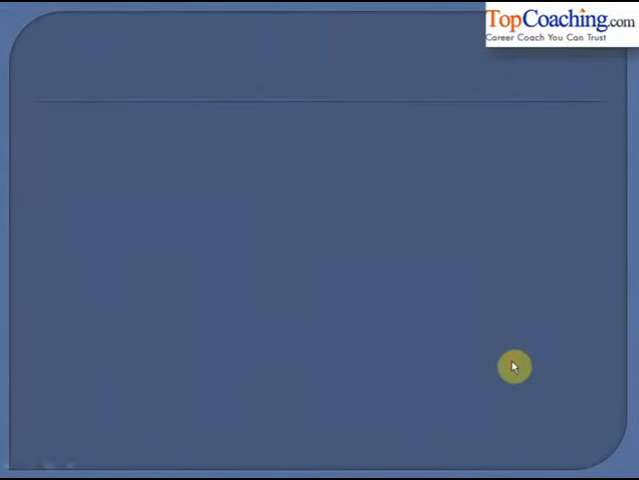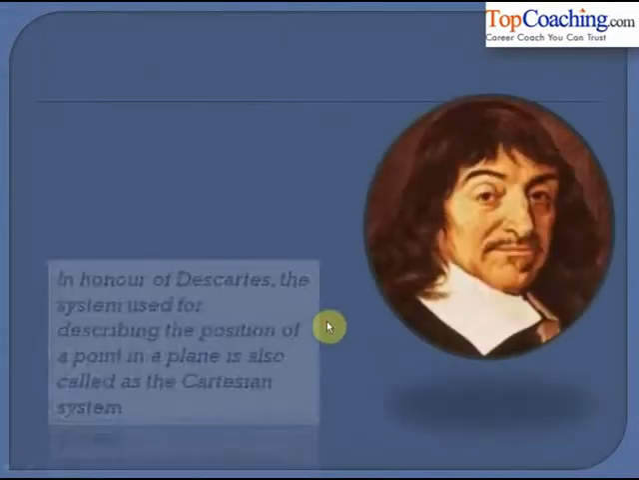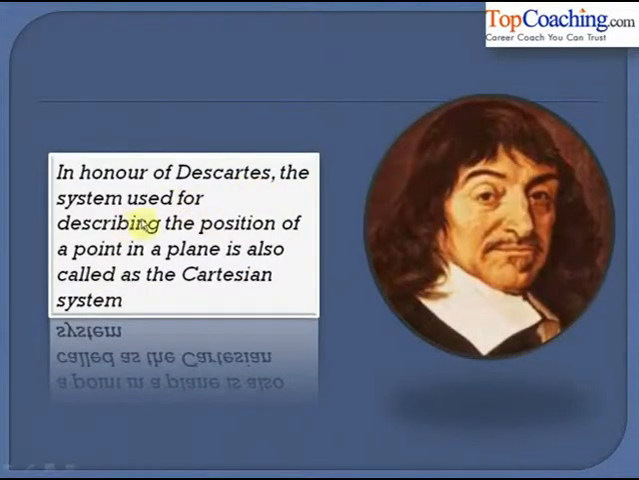Now you must have heard of René Descartes, and in honor of Descartes, the system used for describing the position of a point in a plane is called the Cartesian system. We have already studied that the Cartesian system is important because it helps us to locate the position of a point in a plane, and René Descartes made a very useful contribution in evolving this branch of mathematics. So in his honor, this system is also called the Cartesian system.